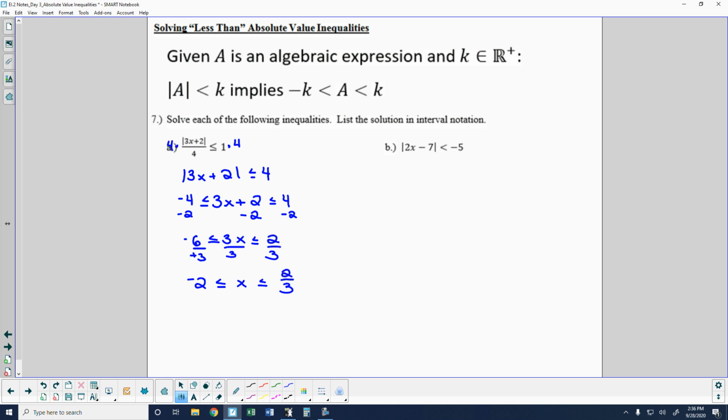Now it does ask for interval notation. If we wanted to draw this in a graph, we could. But if you think about this graphically, remember interval notation, what's the furthest left on the number line we're going to get? In this case, -2.